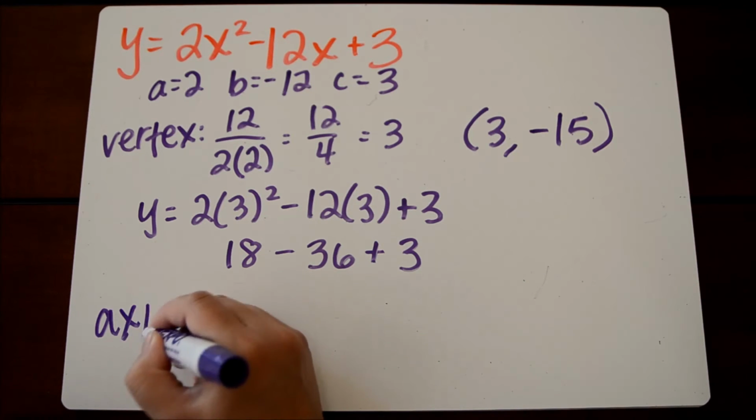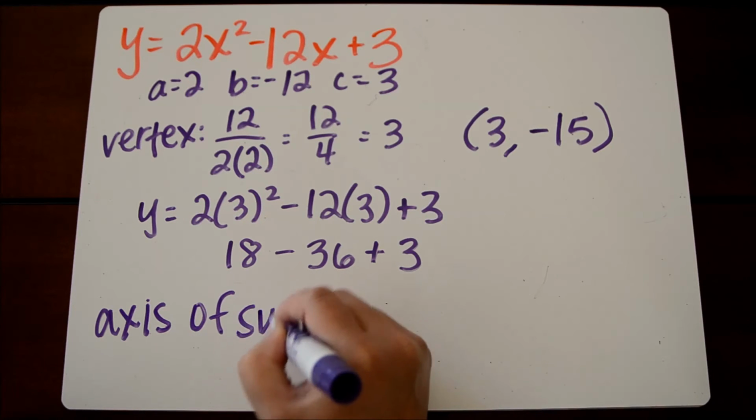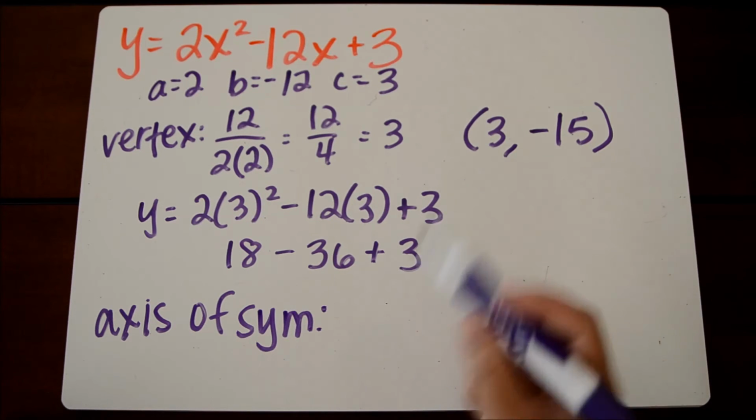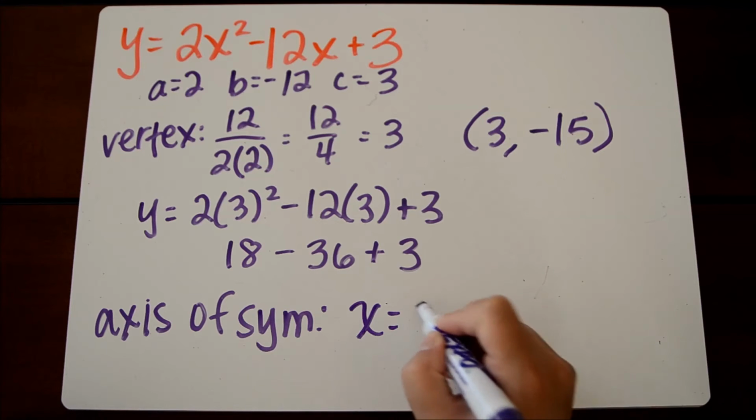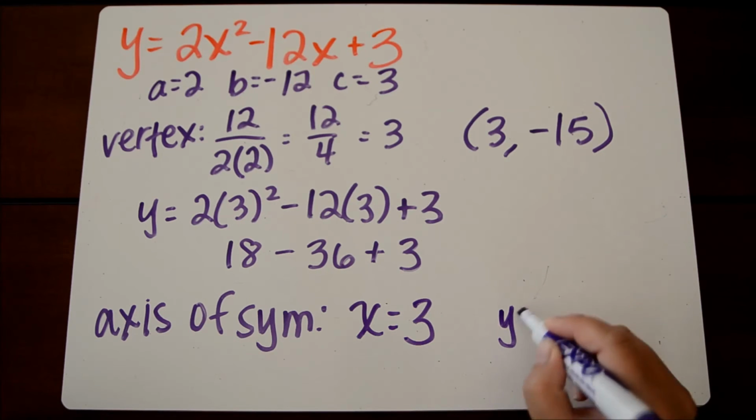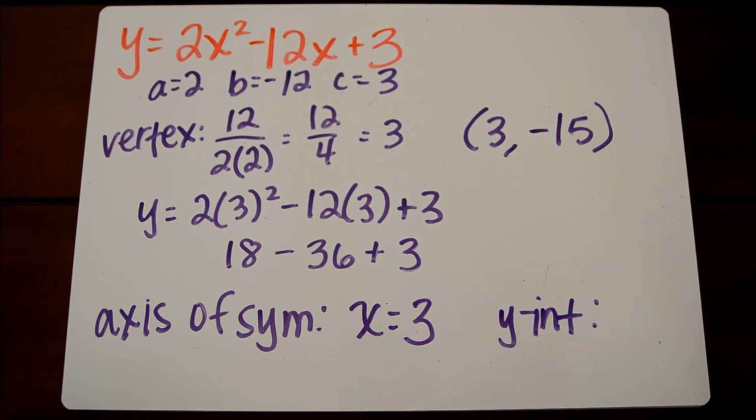Our axis of symmetry always goes through the x value of our vertex. So since we already have that, it's going to be x equals 3. And the y-intercept is our c value, and that is up here, so that is going to be 0, 3.